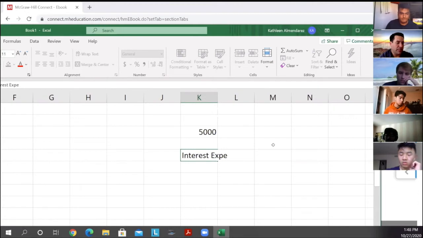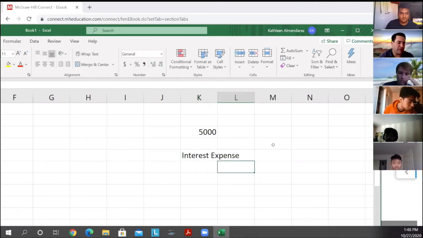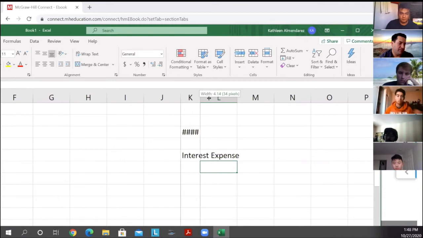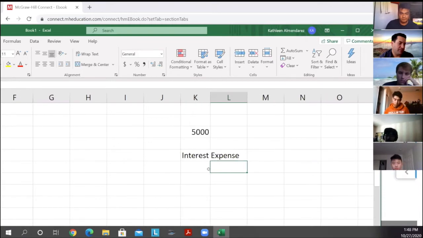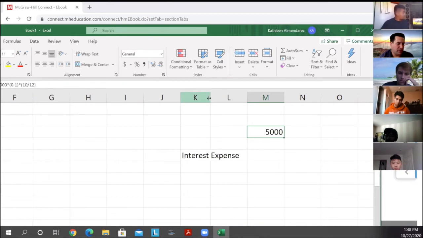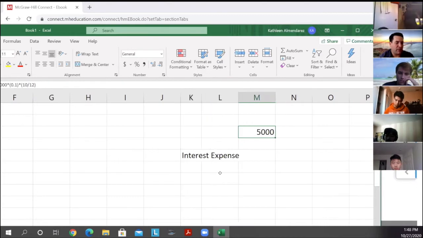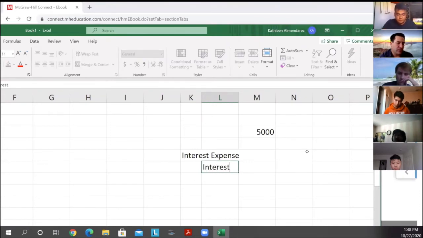Interest expense, and then we need to credit to increase what? We have an expense. We know that we incurred an expense because we borrowed the money, but we haven't paid it, so it's not cash going down. Good. So interest payable. Liability. Perfect.